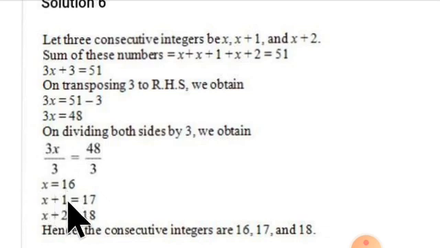Now the first number is x is equal to 16, the second number is x plus 1. So 16 plus 1, that is 17, and the third number is x plus 2, that is 16 plus 2, that is 18. So the three consecutive integers are 16, 17 and 18.